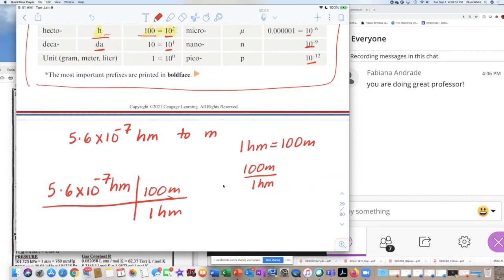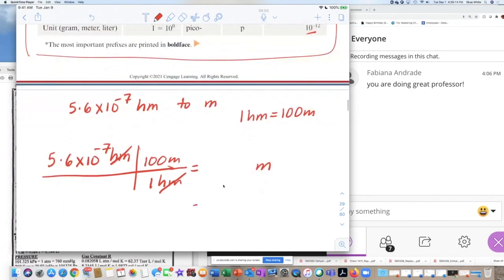So then the hm and the hm cancel out, right? And then your answer is going to be some number in meters, right? Let me move this out of the way. Your answer will be some number in meters. But what is this some number?